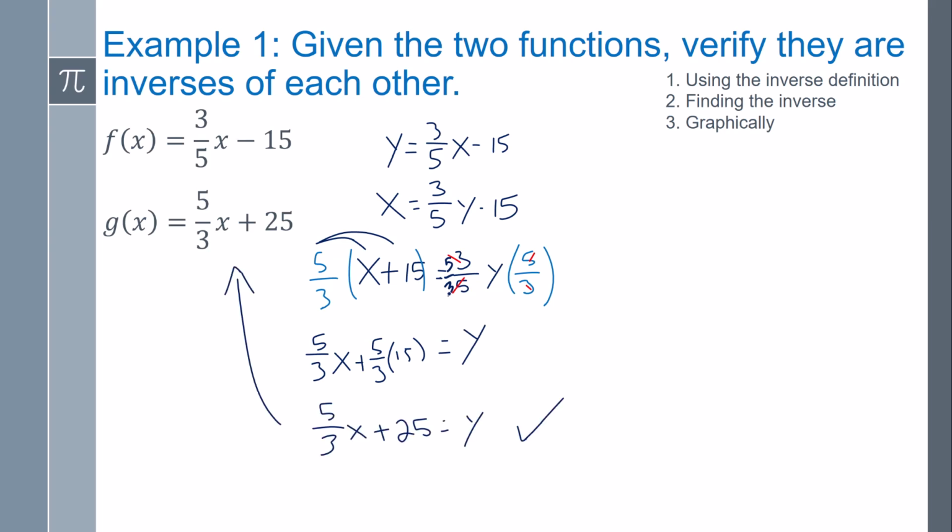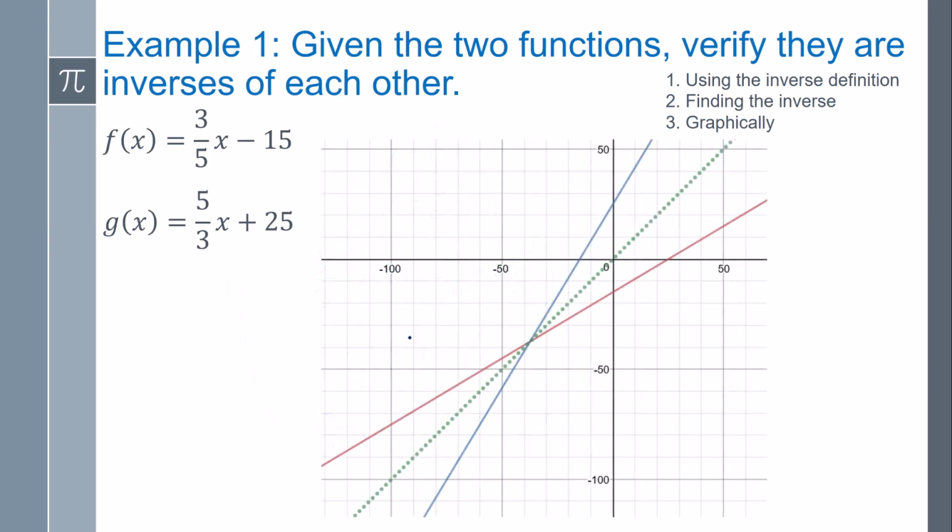you're going to end up getting 25 here because that's going to cancel out and you get 5. 5 times 5 is 25. And that happens to be what my g of x is. And so I know that they are inverses of each other. And the last is going to be graphically. If you were to plot both of them, the big thing is, remember, it's going to be symmetrical over y equals x. You should fold it over. That dotted line that you see, which is y equals x, if you fold it over, there should be symmetry there.